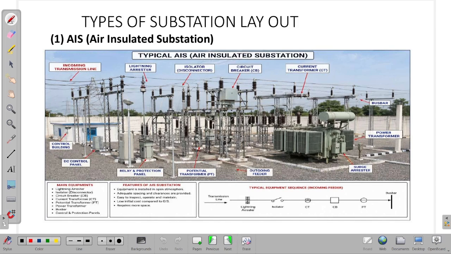Then we discuss the types of substation layout. One is the air insulated substation, another is the gas insulated substation. This is the air insulated substation, as you see in outdoor substations. This is the 3D view of an AIS substation.